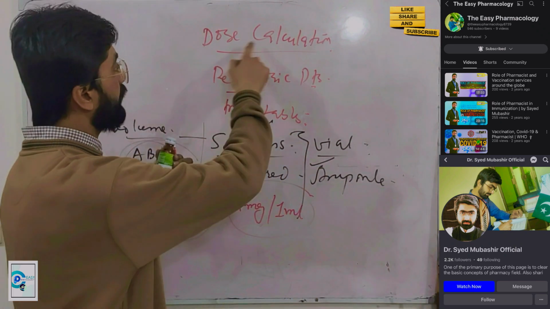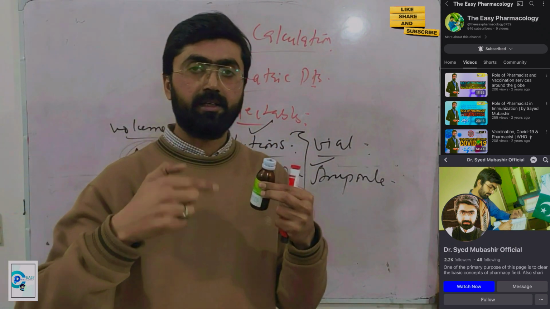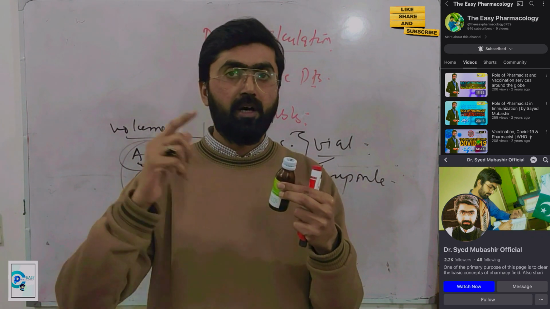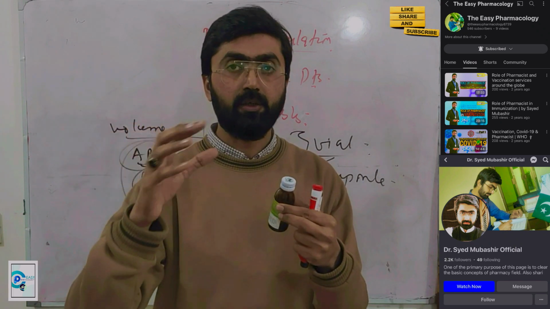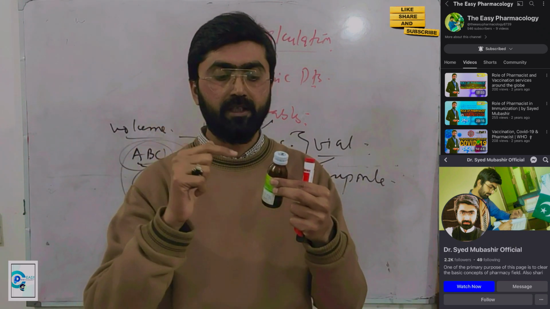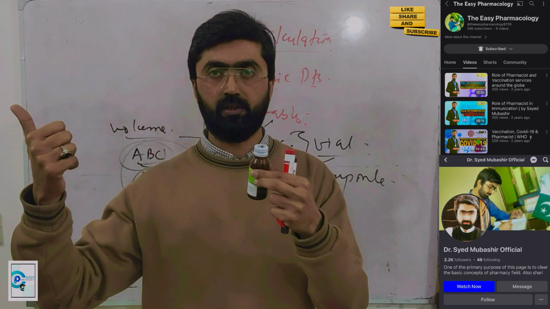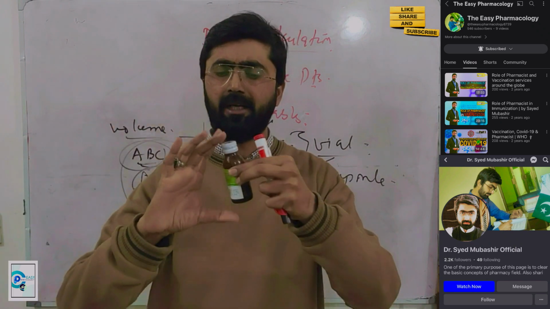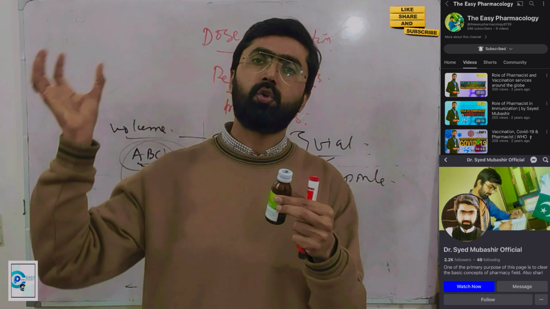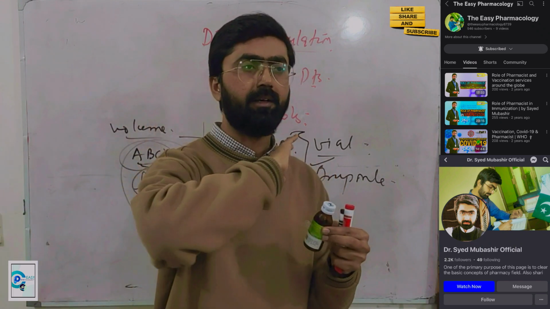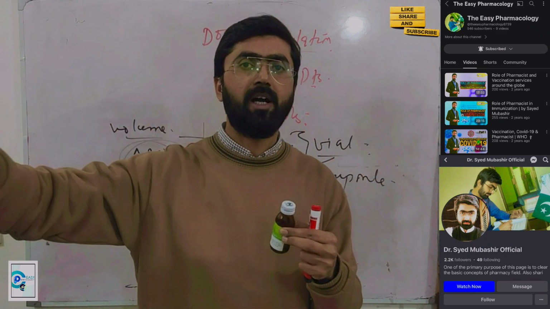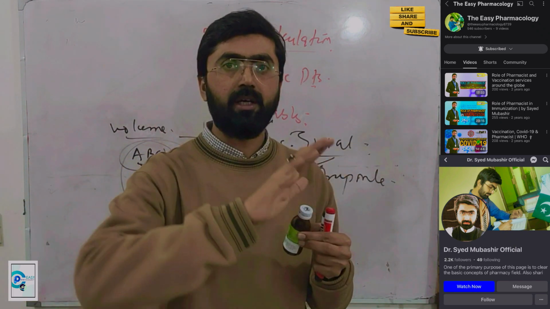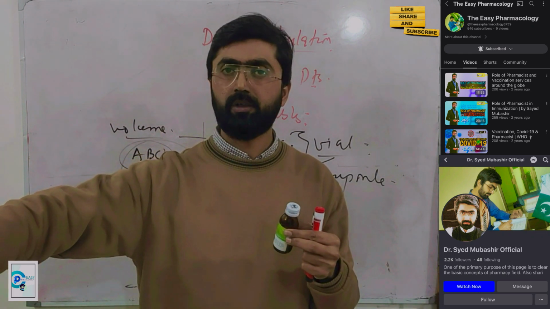Regarding the dose calculation, you should memorize and understand this point: for calculating the doses, you have to look at the strength, not the total volume in that container. Any container, it might be an ampoule, a vial, or a bottle. We are not concerned with the total volume contained in that container for the calculation.